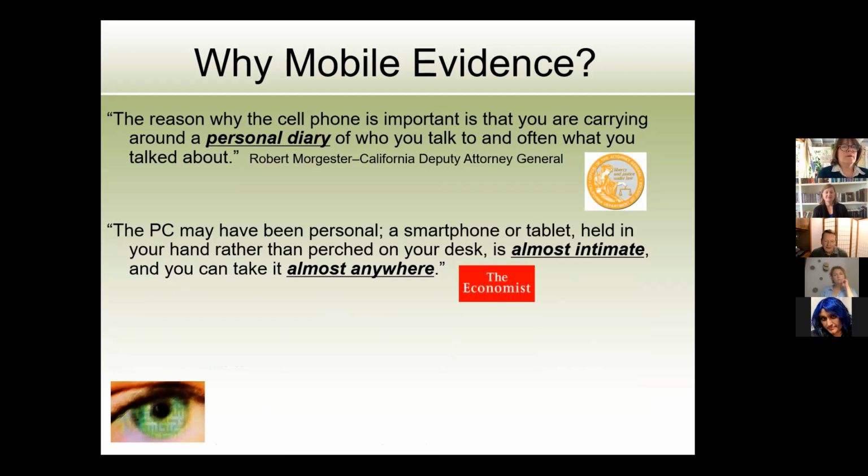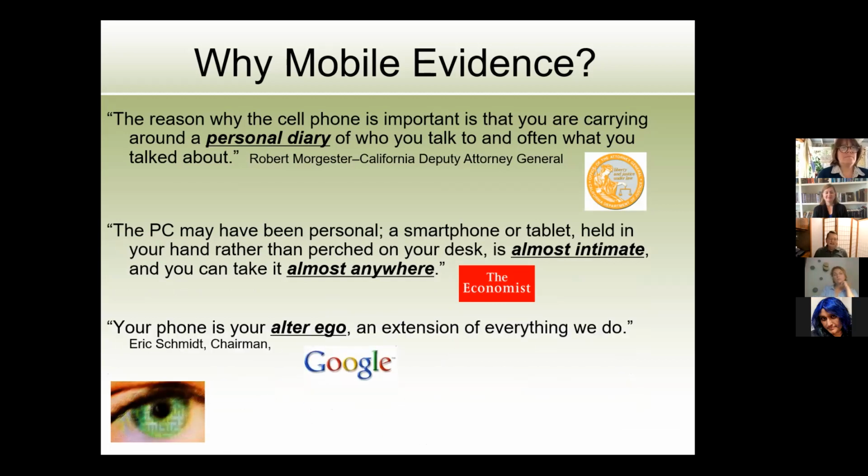That's kind of old terminology. The Economist, a few years after that, maybe 2013, 14, basically says that really it's an intimate extension of one's life, because you take it with you almost anywhere, and now it really is literally everywhere, anywhere, all the time. And then lastly, the former chair of Google actually says, really, your phone is your alter ego. It's an extension of what you do, who you are. And having examined hundreds of these things since 2008, when we got started, it really is.